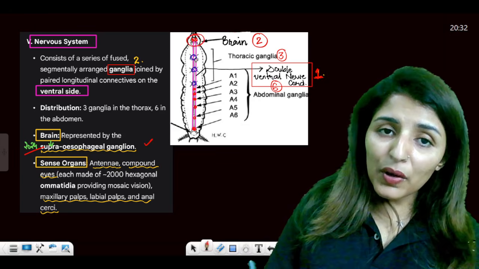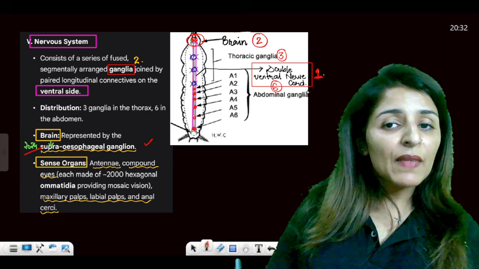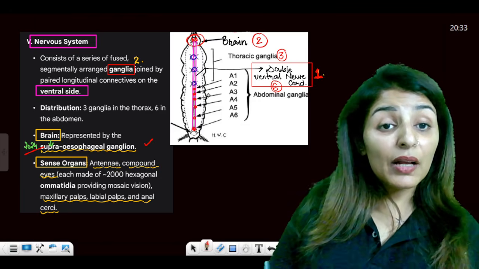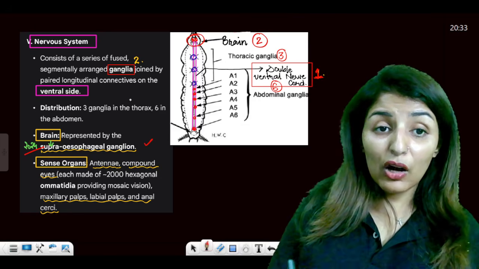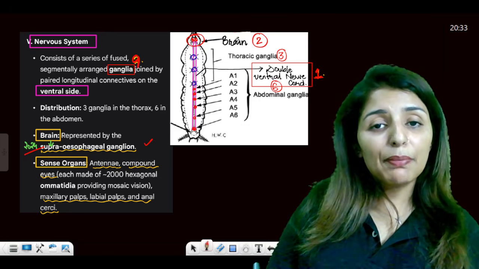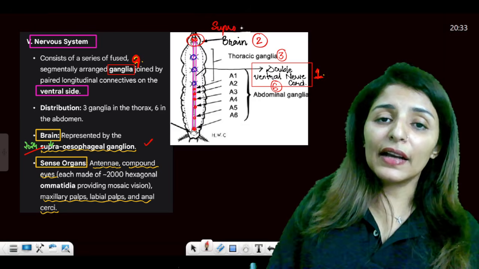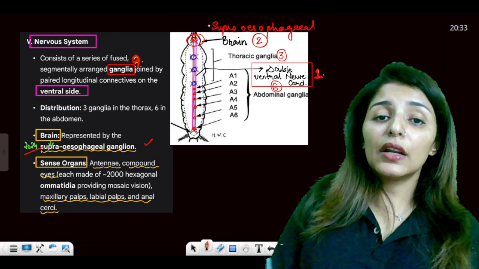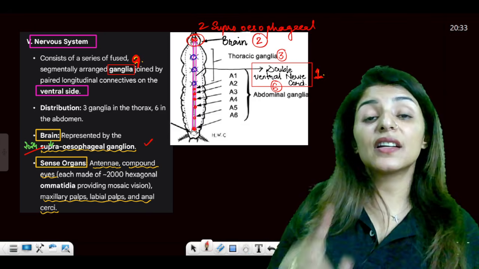Now, from the supraesophageal ganglia arises the double ventral nerve cord, and on this double ventral nerve cord are present ganglia. How many ganglia? Total 9 ganglia are present. So there is this brain, which is nothing but two supraesophageal ganglia. Is this clear? Now, from this arises the double ventral nerve cord, and on the nerve cord are present 9 ganglia.